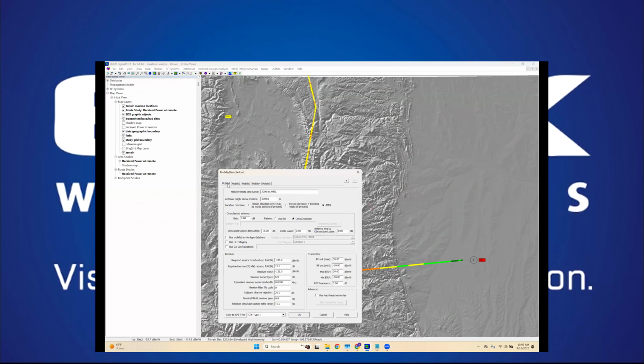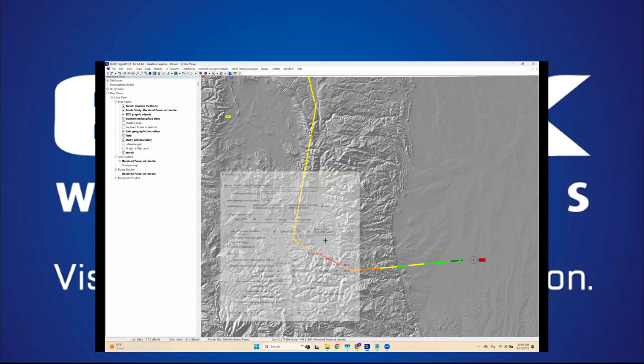In this case, I've created a few different mobile remote units at different elevations above mean sea level. So this is my 3,000 meters AMSL. This is my 5,000 meters AMSL. Why do I have to be so high? That's because we're looking at Denver right here.